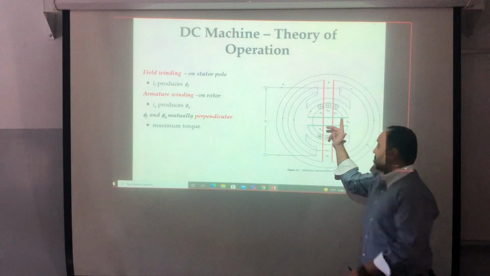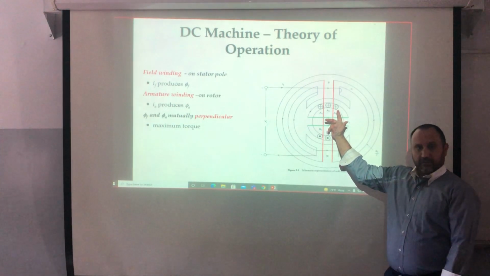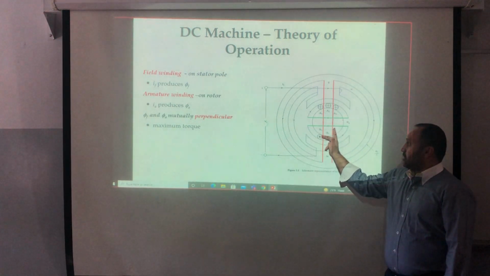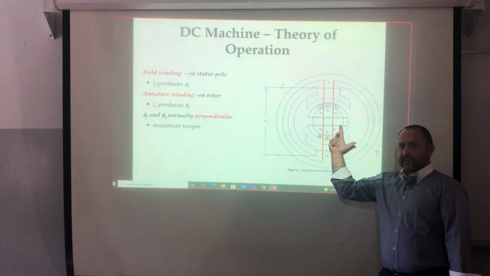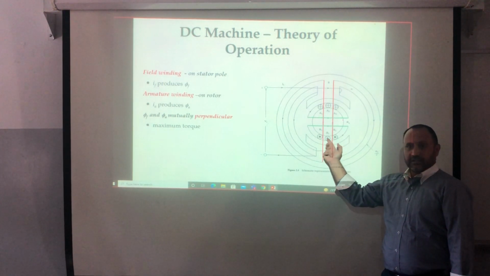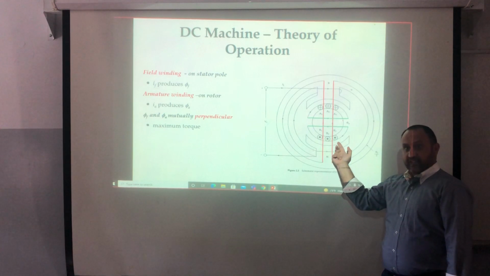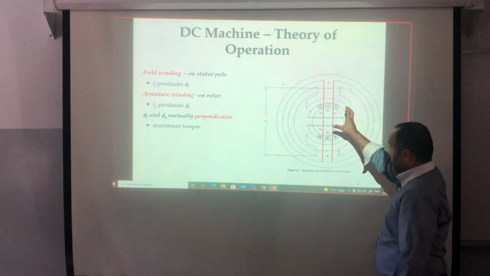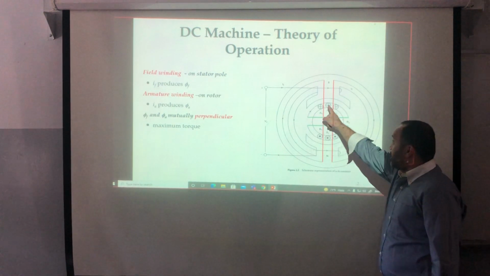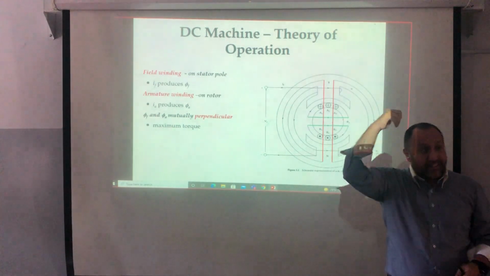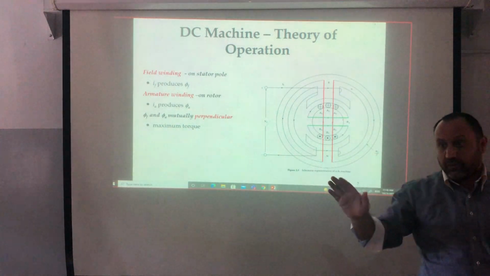So let's see. This is the main flux, and this is the current. So here what I'm having is the force in this side. So simply this will rotate counterclockwise, if this one will support it. If the other side is against that, nothing will happen.